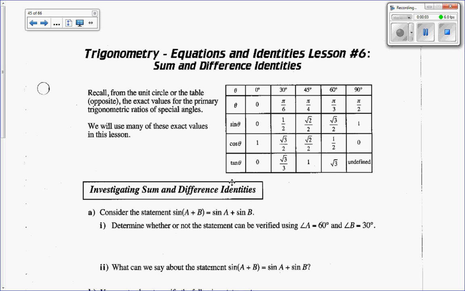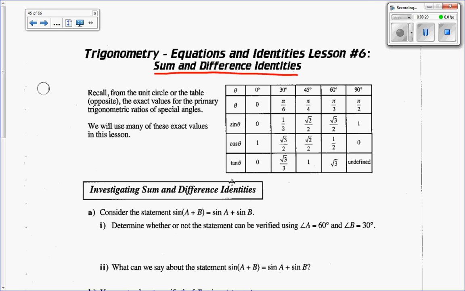Okay, lesson 6 is sum and difference identities. So we've learned about the quotient identities, the Pythagorean identities, the basic identities. Now we're going to learn about sum and difference identities. So when you see things being added or things being subtracted.